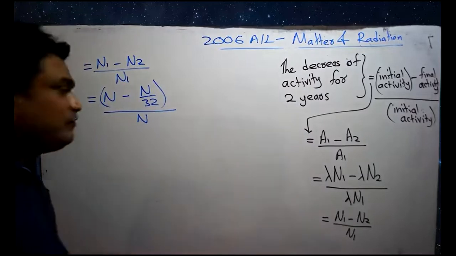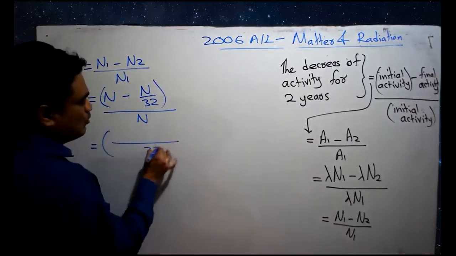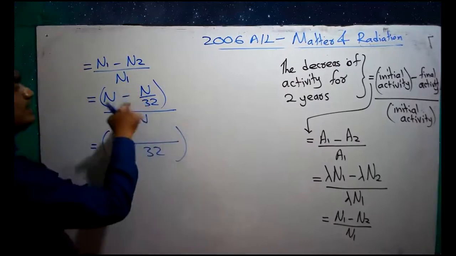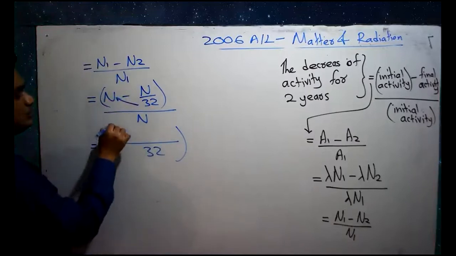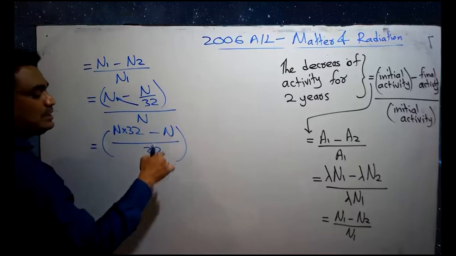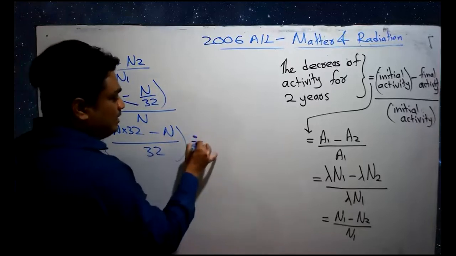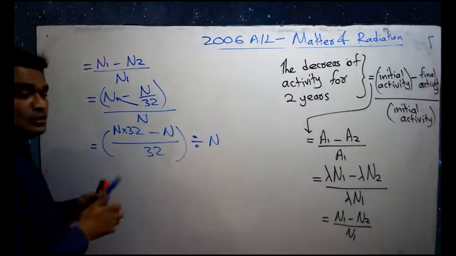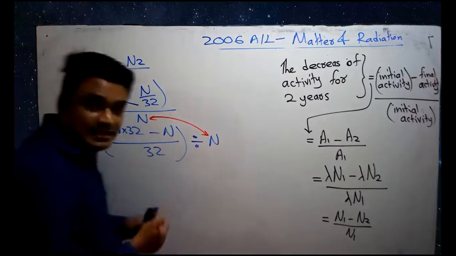Now, how do we simplify it here? I'll take 32 as the common denominator for n over 32 and n. So this n should be multiplied by 32. Once this n is multiplied by 32, nothing will happen to this n. This is the 32, the common denominator, divided by n. So that's it. That is this n divided by n.